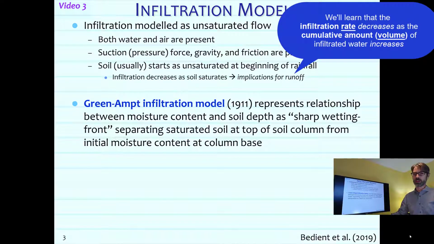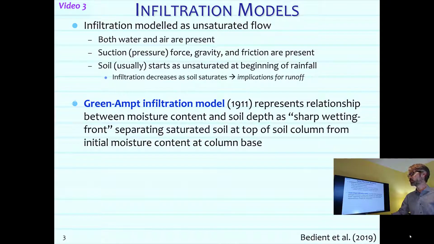The Green and Ampt infiltration model from 1911 represents the relationship between moisture content and soil depth as a sharp wetting front that separates the saturated soil at the top of the soil column from the initial moisture content at the base of the column.